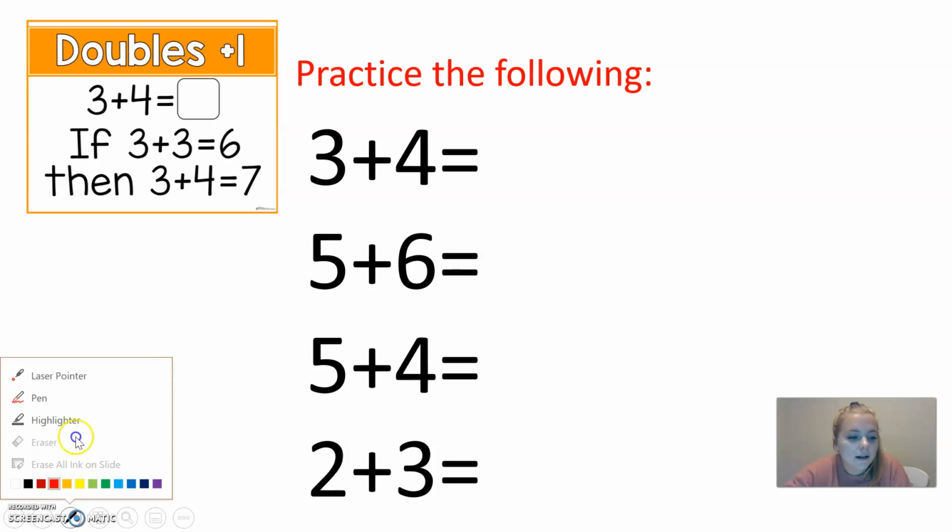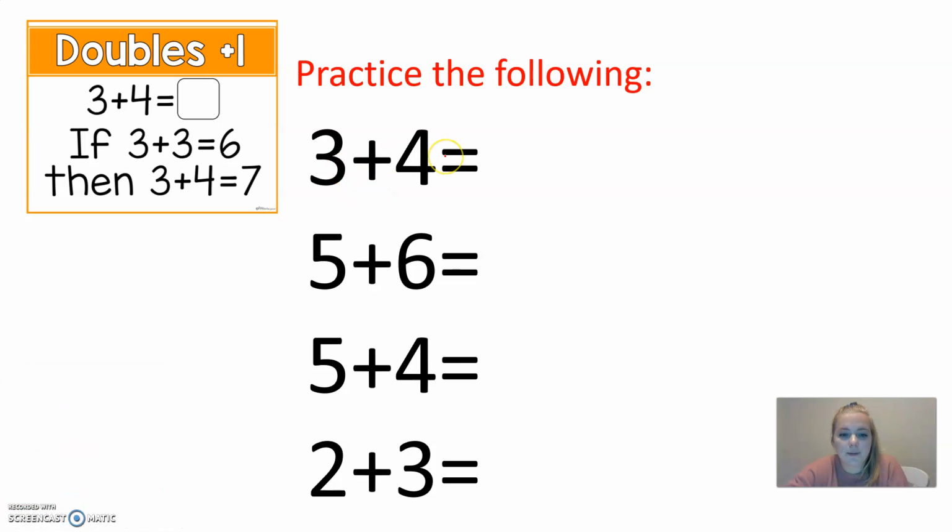Okay? So let's practice that together. This first one I have 3 plus 4, which is the one I just looked at. All right, 3 plus 4. What's a doubles problem you know like that one? Okay, yep. So we know 3 plus 3 equals 6. Okay? But my problem isn't 3 plus 3. My problem is 3 plus 4. So if 3 plus 3 equals 6, I need to add 1 more here. So that means I need to add 1 more here, which would be 7. Okay?